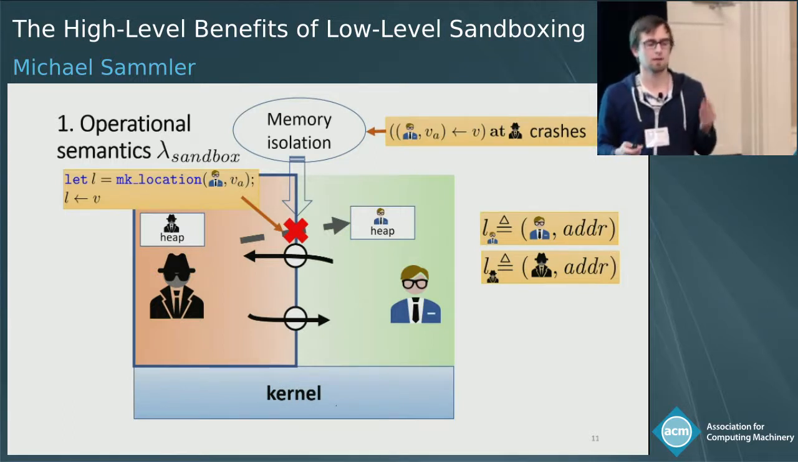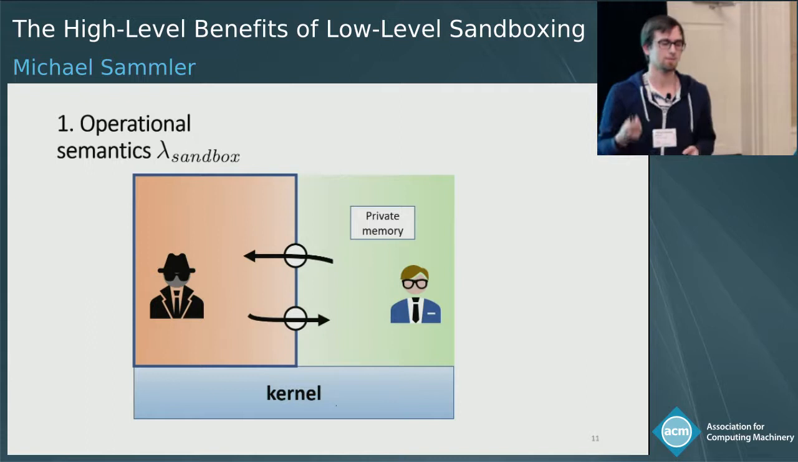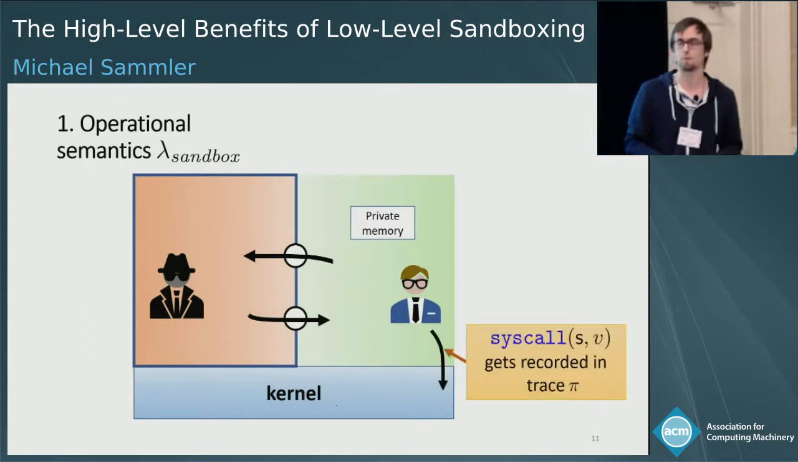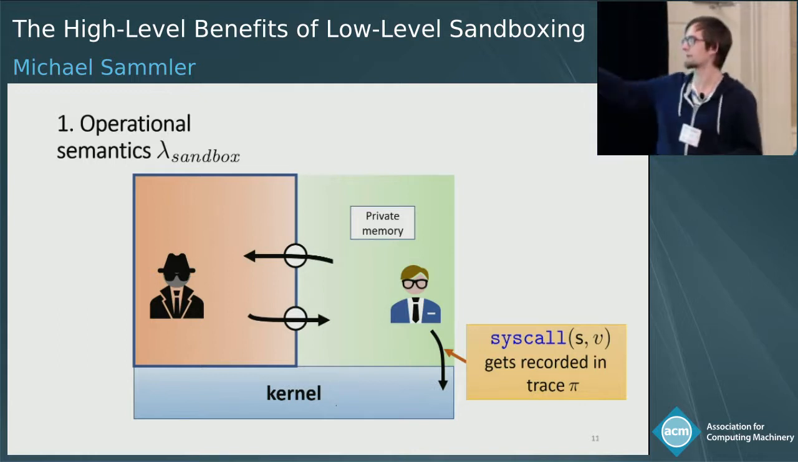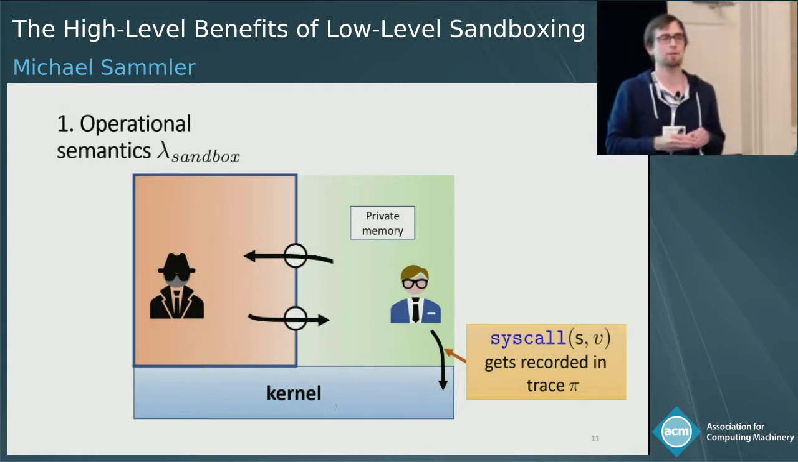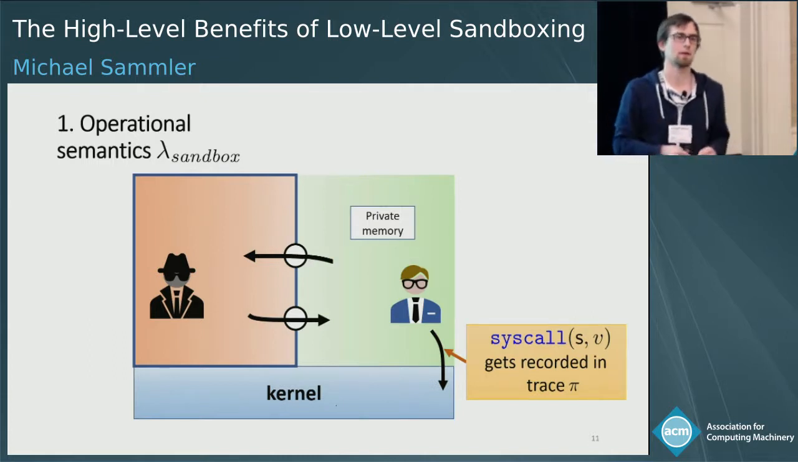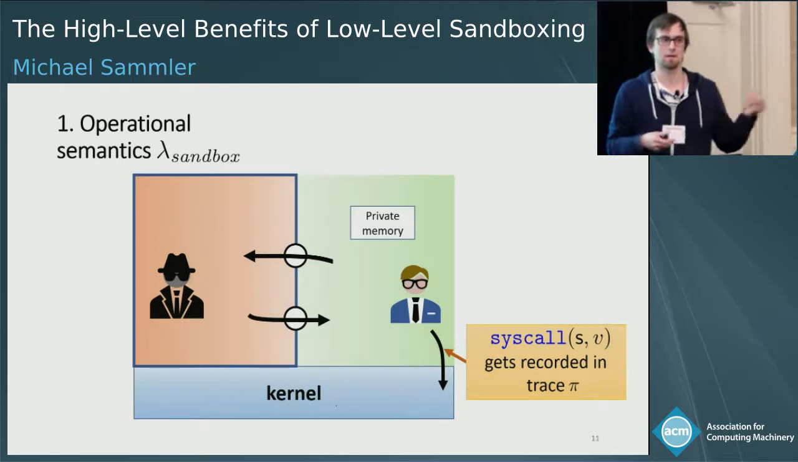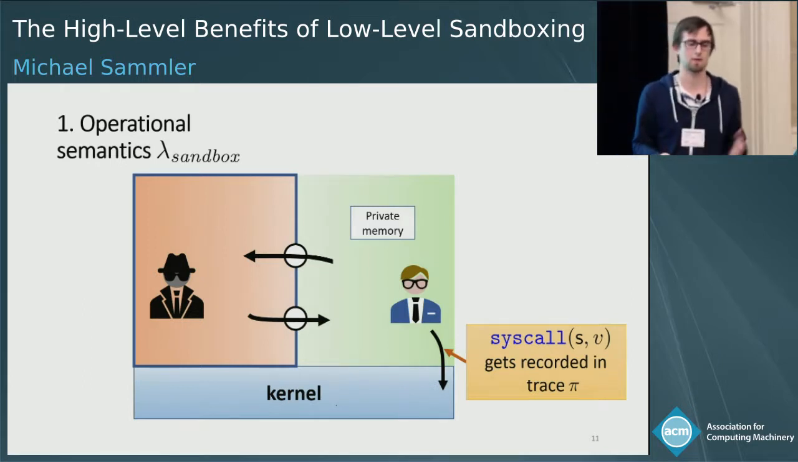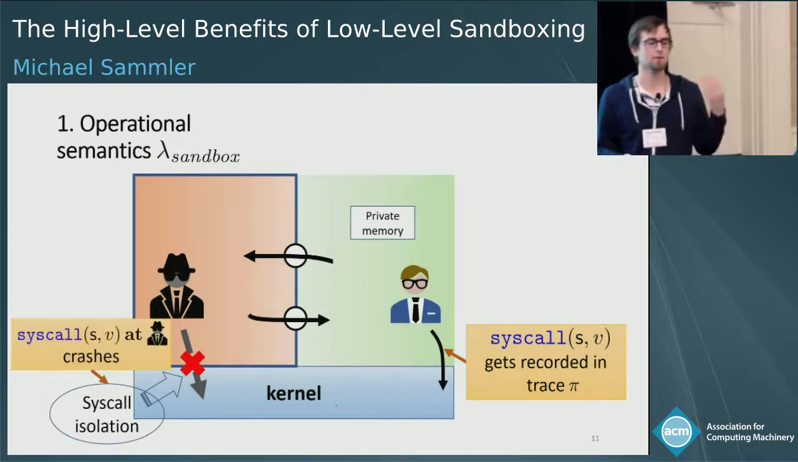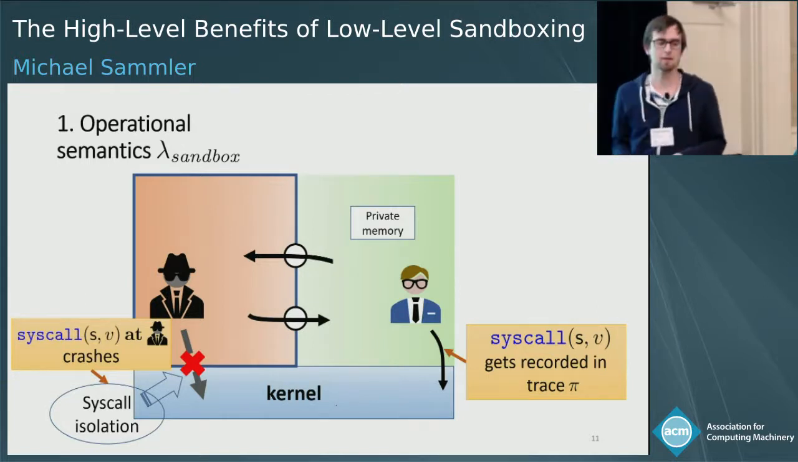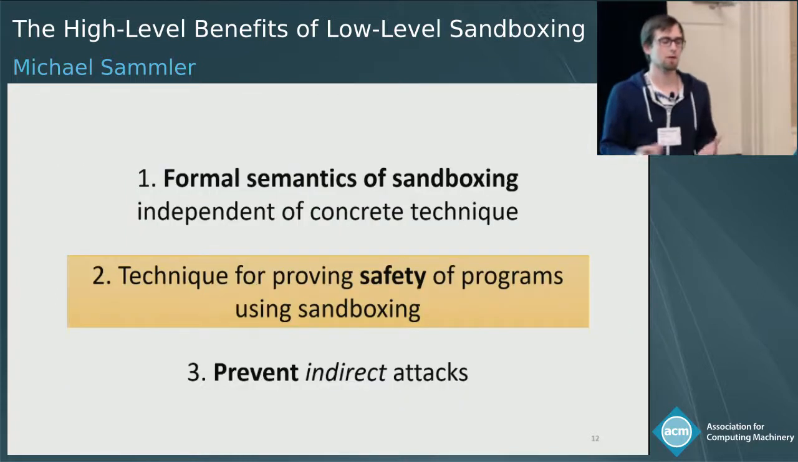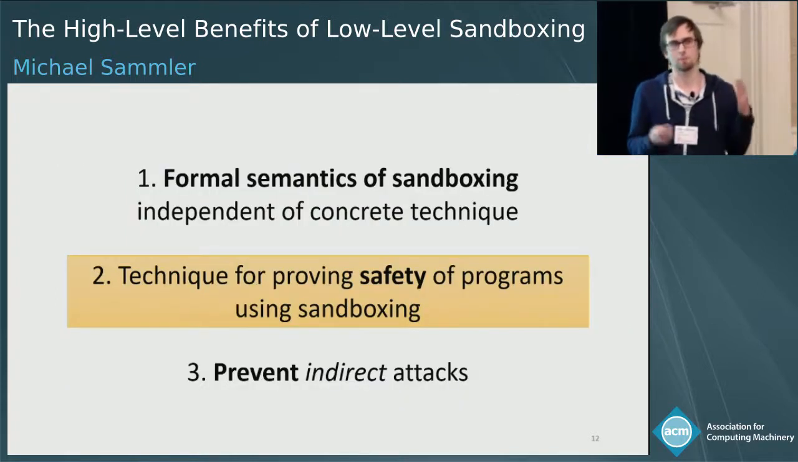So now we've seen how we model the memory, and the last missing piece are the system calls. We have a very straightforward model of system calls, where system calls are just a name and an argument, and they get recorded on a trace pi, and we will later use this trace to determine whether the execution of a program was good or bad according to the safety property which we care about. And to model system call isolation, we just say whenever the untrusted code tries to execute a system call directly, it crashes the program.